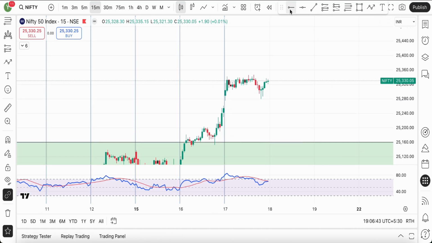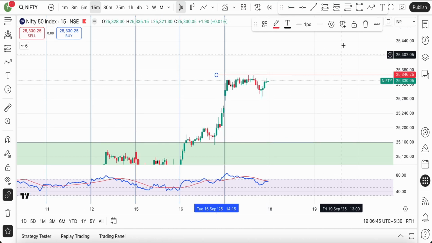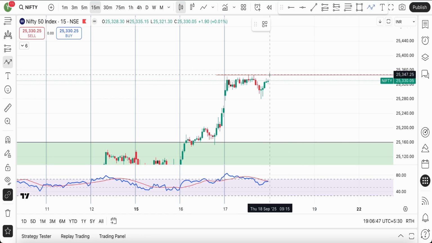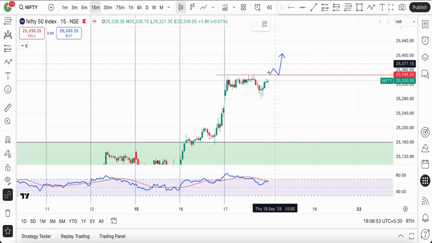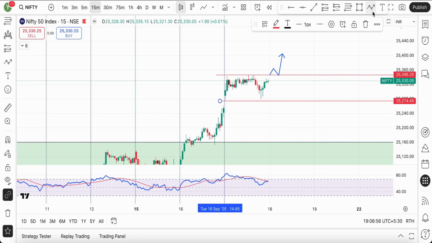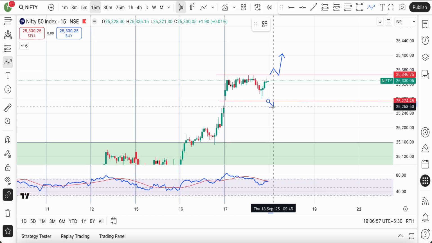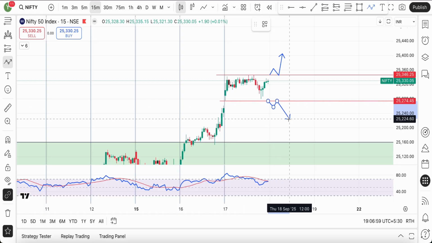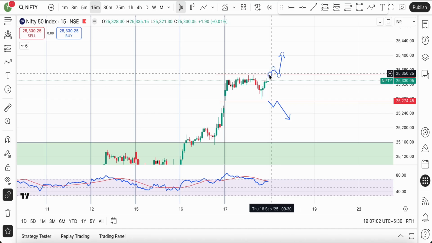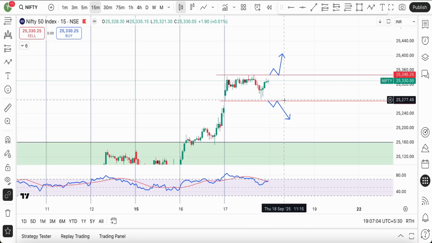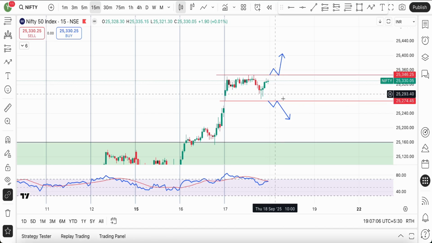For tomorrow, I'll keep the plan of action very, very simple. Above today's high with a pullback, we are long. Below today's candle, we will be short. In between, this is an entire no trading zone for me.